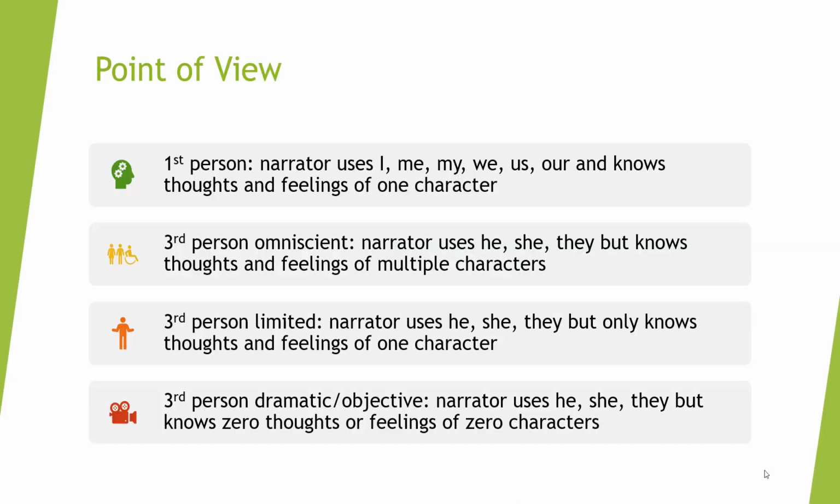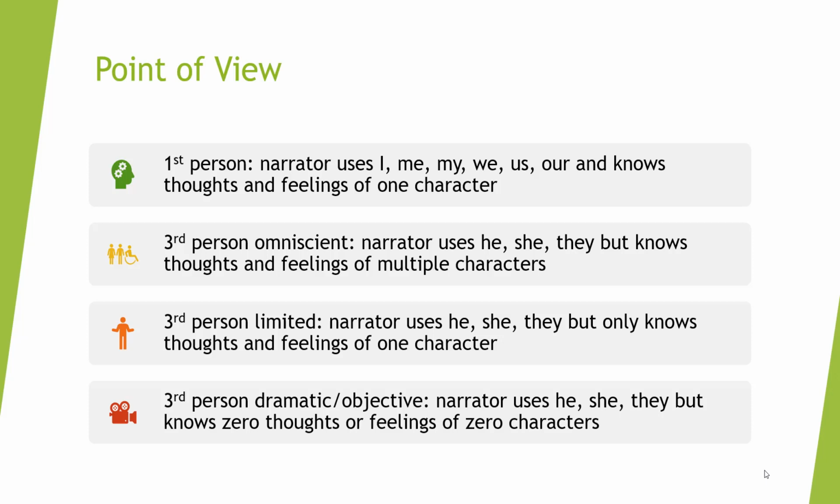Next up, let's talk about point of view. A story, a literary work, a novel, sometimes even a poem or a play, depending, can be told from a specific point of view. For example, in a short story, we generally have a narrator. So let's talk about the most common types of point of view and what to look for.